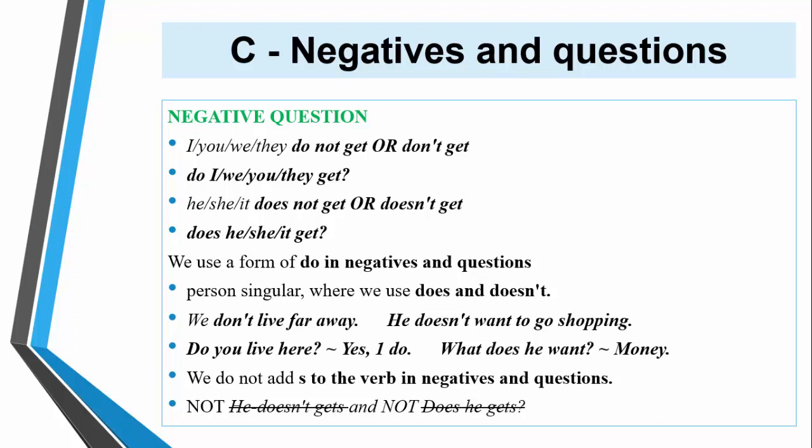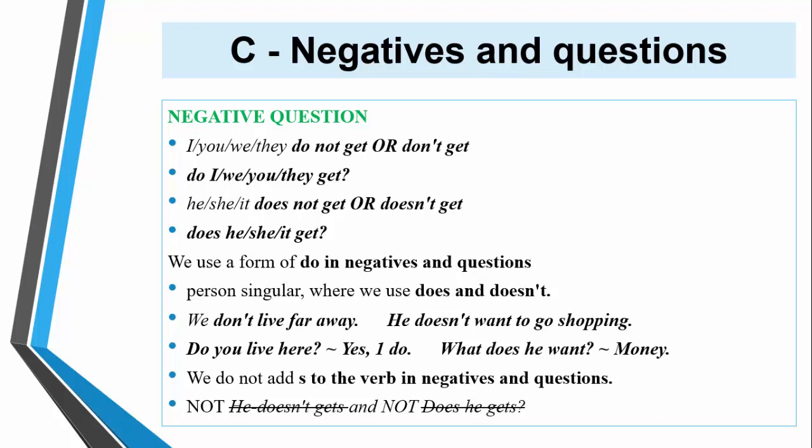We don't live far away. He doesn't want to go shopping. Do you live here? Yes, I do. What does he want? Money? We don't add s to the verb in negatives and questions. You have to pay more attention in this part.